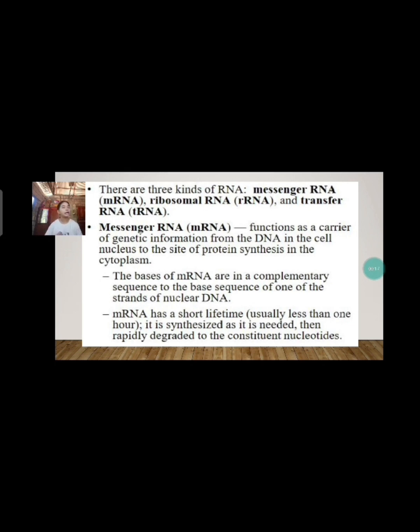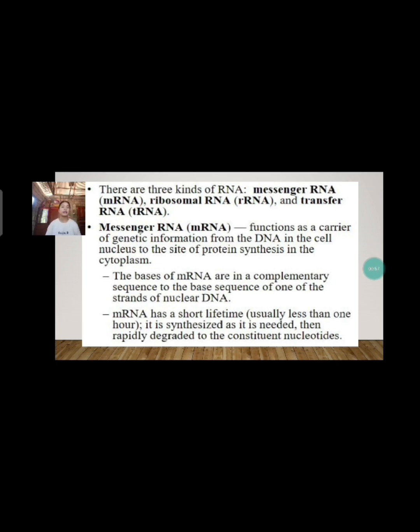There are the messenger RNA, that is mRNA, the ribosomal RNA, that is rRNA, and transfer RNA, that is tRNA. Before that, let's tackle the messenger RNA, or the mRNA. Messenger RNA functions as a carrier of genetic information from the DNA in the cell nucleus to the site of protein synthesis in the cytoplasm. The bases of mRNA are in complementary sequence to the base sequence of one of the strands of nuclear DNA.